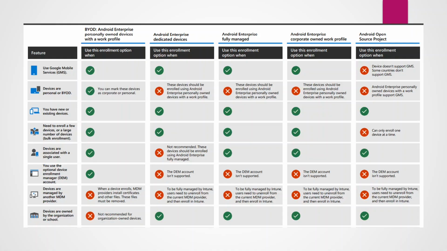For BYOD scenarios, Android Enterprise can create a separate work profile on the user's personal device. The work profile creates a managed area for organizational applications and data, while the user's personal applications and information remain separate. This method is appropriate when the employee owns the device, Google Mobile Services are available on the device, the device is associated with one user, and the organization needs to protect work data, but the IT team should not fully control the personal portion of the device.